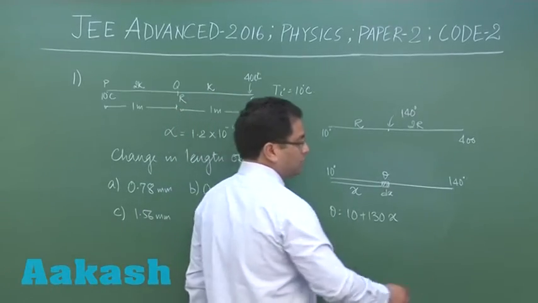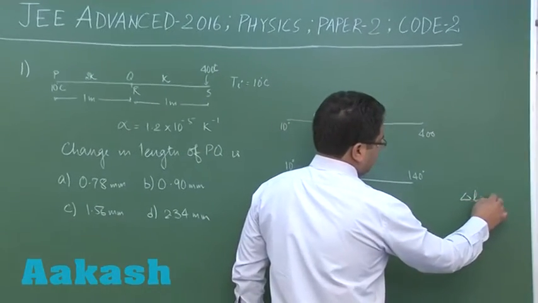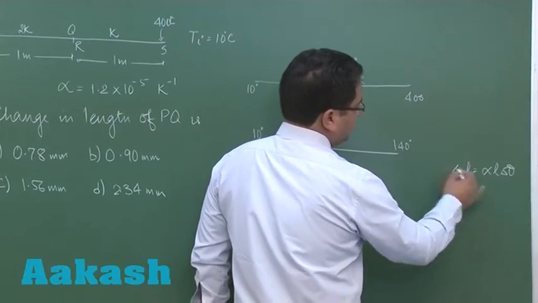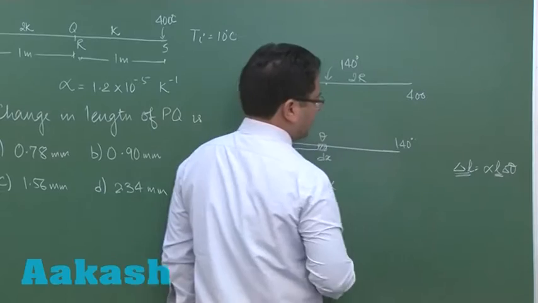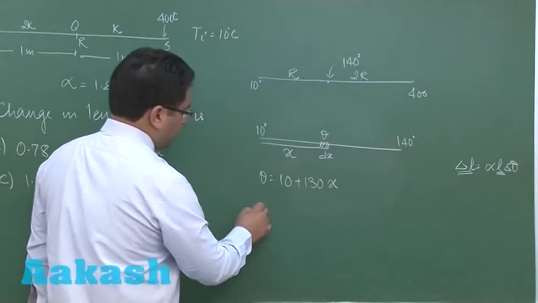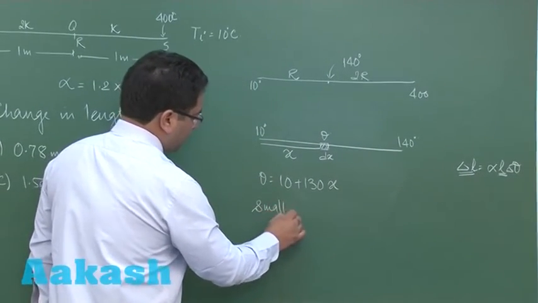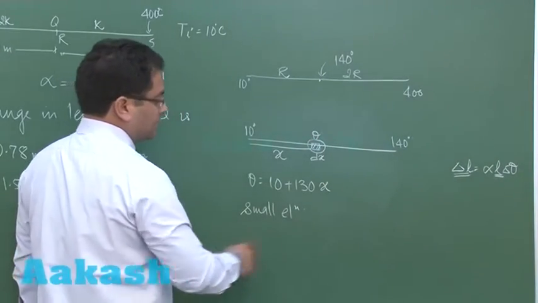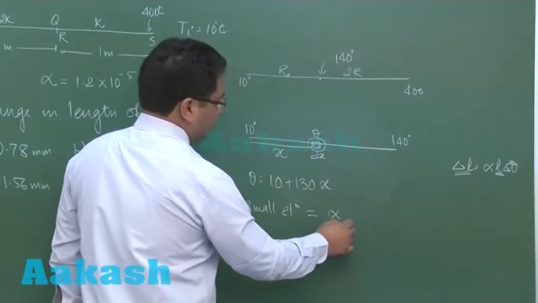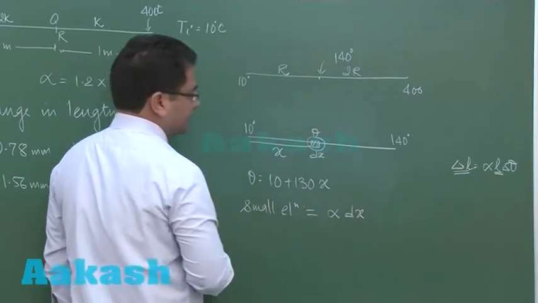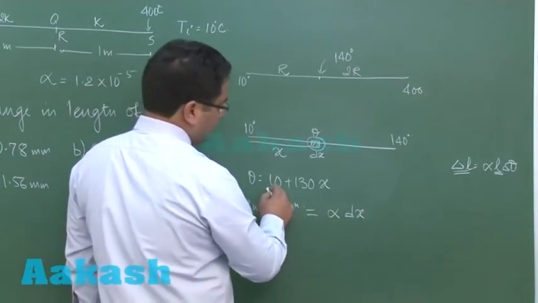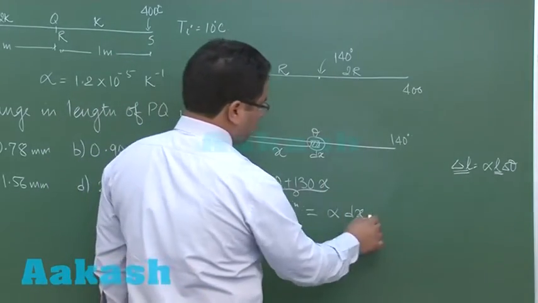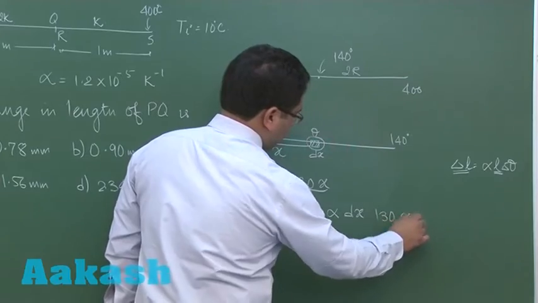Now all of us know delta L is alpha L delta theta, where delta L is the increase in length for length L. Now here the small elongation, why small? Because we are considering the length dx. So that would be alpha, the length is dx, and the change in temperature. This is the present temperature. The original temperature was 10. So the change would be 130x.